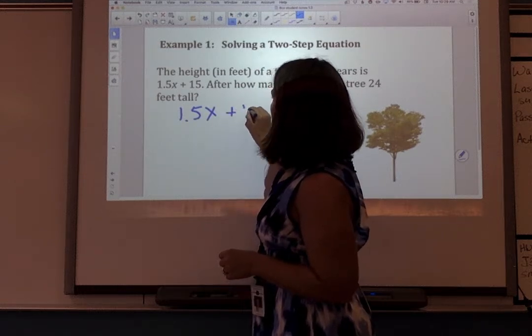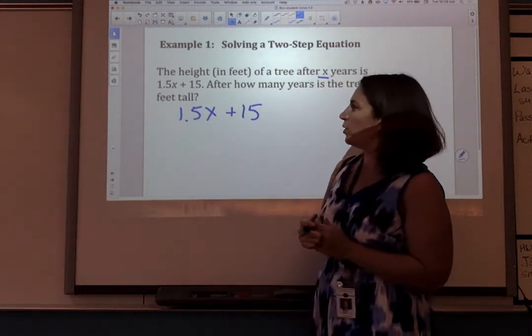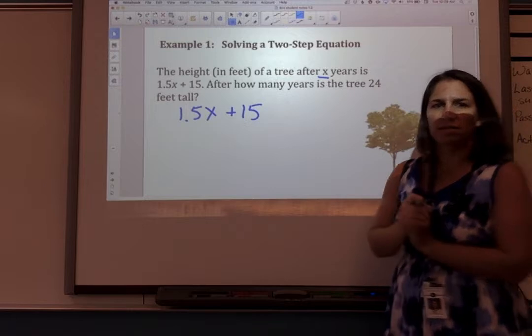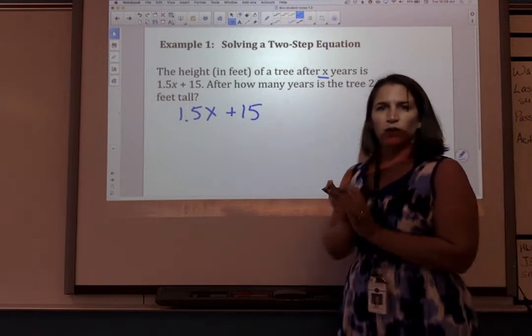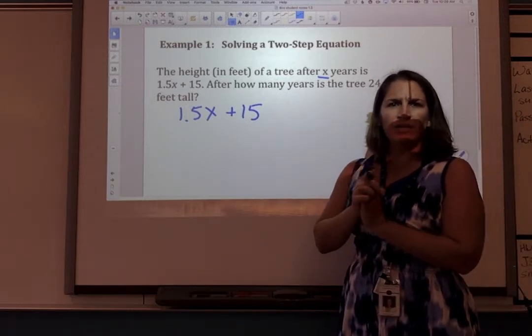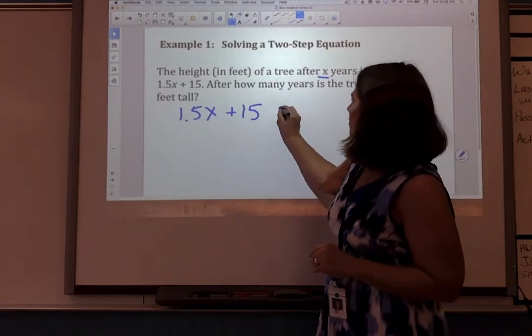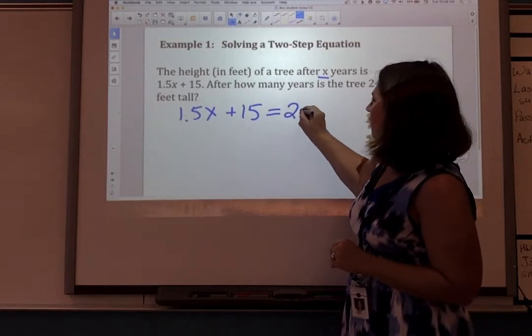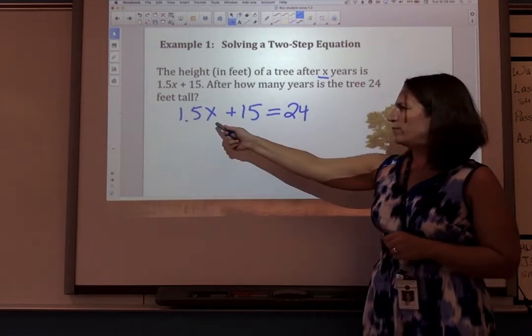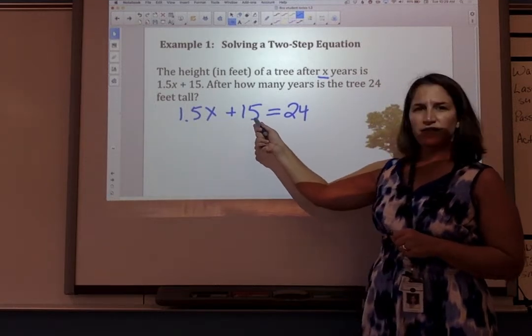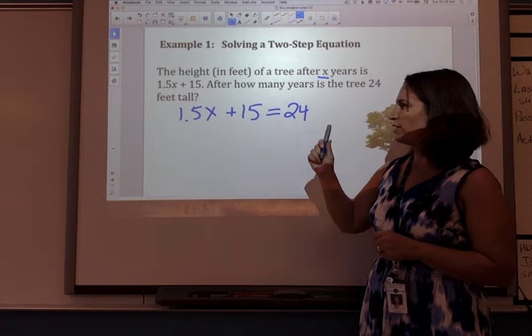So we're going to use 1.5x plus 15. I'm sorry, I said equation. I should have said expression because there is no equal sign there. So we're going to use this expression, and then we're going to set it equal to 24. So now we have an equation: 1.5x plus 15 equals 24.